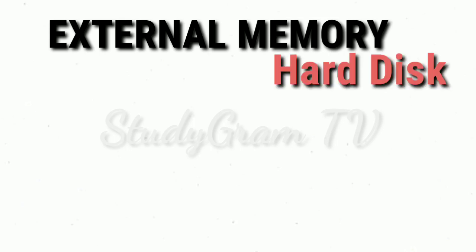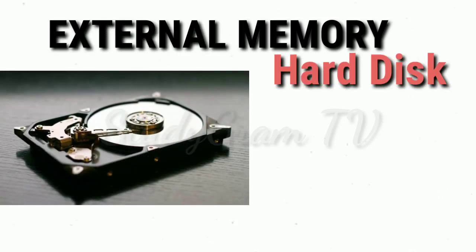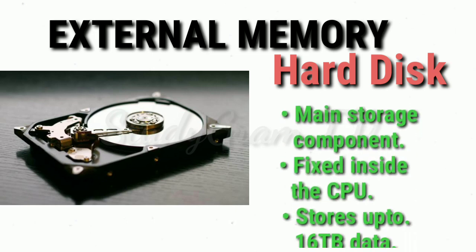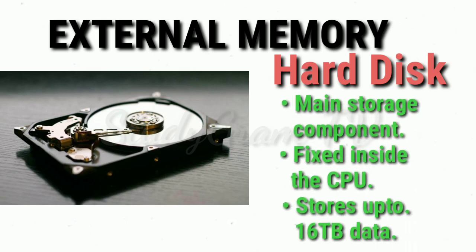Okay, now under this we have portable storage devices. First we can discuss the hard disk, right? It is the main storage component of a computer. It is fixed inside the CPU. Fine, it can hold a large amount of data. Hard disk can store up to 16 TB of data, that is terabytes. Nowadays external hard disks are also available, which are small in size and can be carried anywhere. Earlier they used to be of very large size, which was very difficult to carry, right?